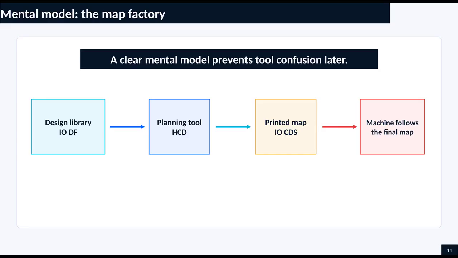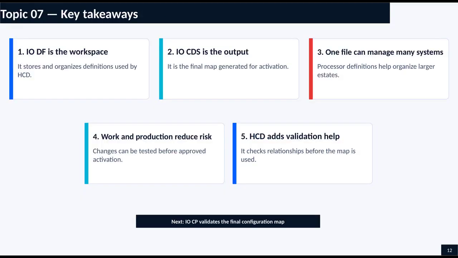A useful way to remember the relationship is to think of a map factory. The IODF is the factory workspace where many maps can be designed, reviewed, and stored. IOCDS is the team and the machinery inside that factory. The IOCDS is the printed map that gets delivered to the machine. Once the machine starts using that map, it follows what is written there. This mental model keeps the roles clear and prevents confusion when later topics introduce IOCP, IOCDS, and the broader configuration workflow.